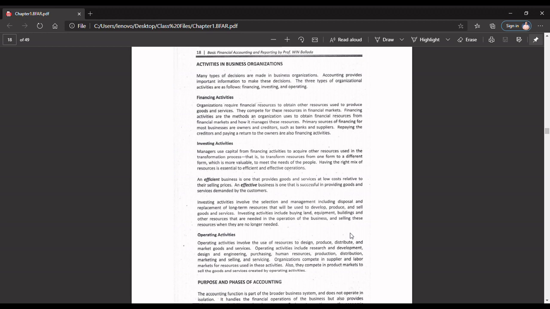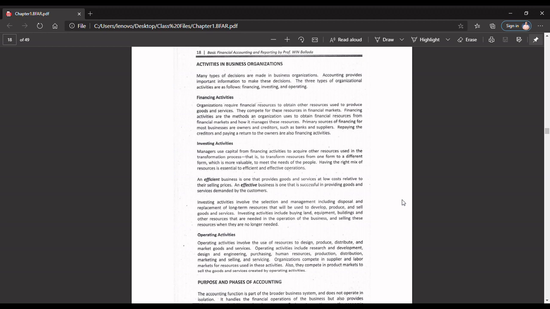So basically, investing activities, as the name suggests, are those activities that a business does in order to invest. For example, buying a building. Buying a building is an investing activity because you're investing in that building for a long period of time. Another example is buying another company's shares of stocks.